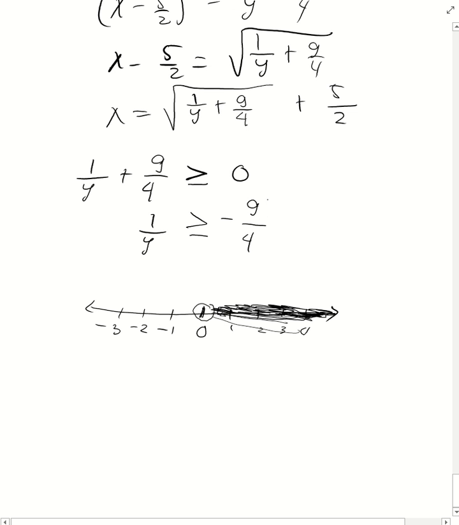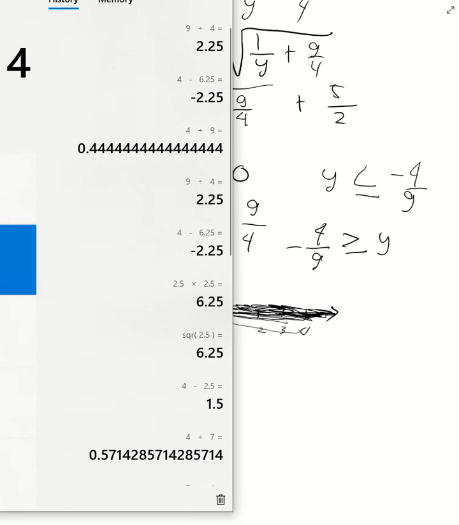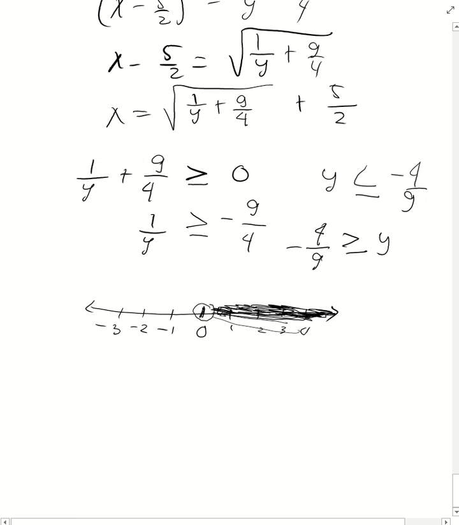So for the left side, because this is negative 9 over 4, if we solve for y here, if we cross multiply, so this is negative 4 over 9, should be greater than or equal to y, or y should be less than or equal to negative 4 over 9. So this means that the only possible values for y are from negative 4 over 9 and less than negative 4 over 9. Negative 4 over 9 is around 0.44, so somewhere here. Then the solution includes negative 4 over 9, so this should be a solid circle.